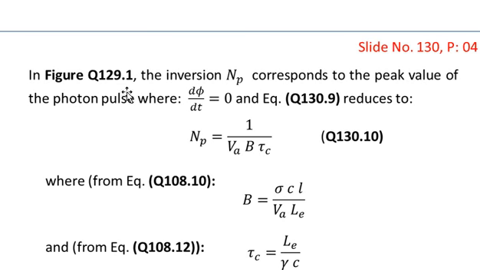In figure number 1, which I have discussed in the appendix, the inversion Np corresponds to the peak value of the photon pulse, where d phi over dt can be set equal to 0. So let me show you in the figure again.